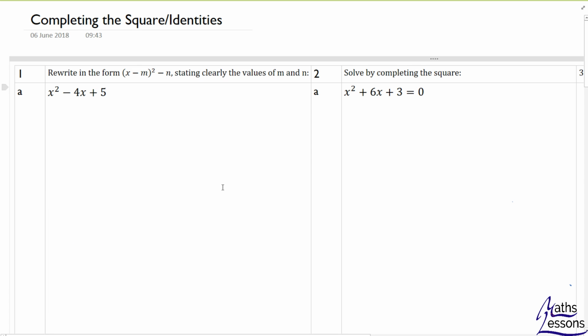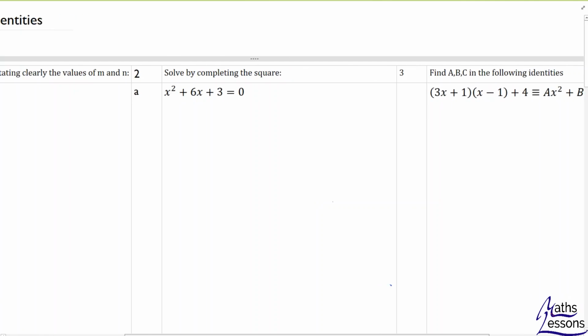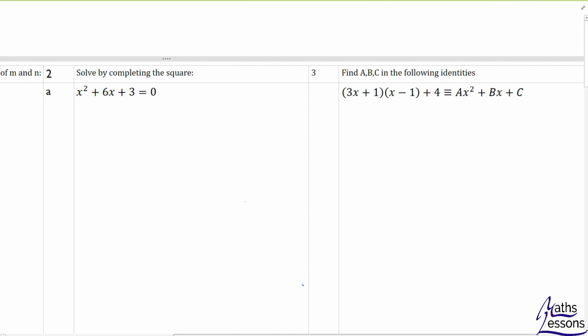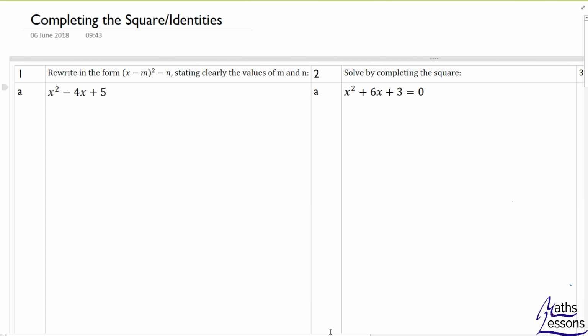Next, we're going to go on to this topic, completing the square, and if we have time, we'll get on to some simple identities as well. So let's just look at this. I'm just going to give you a little while to look at this.